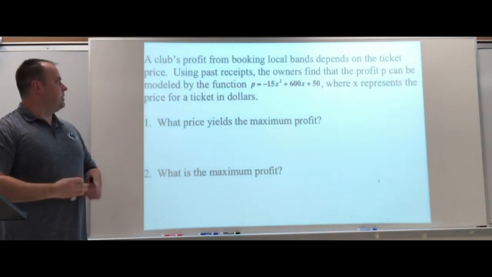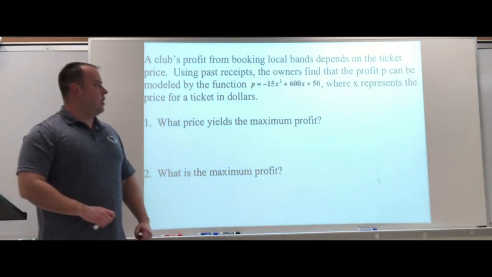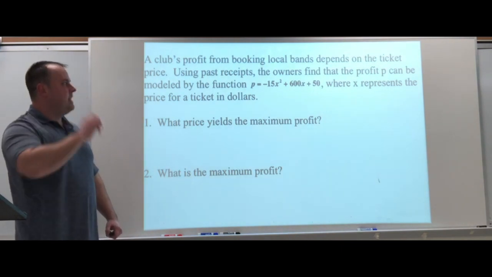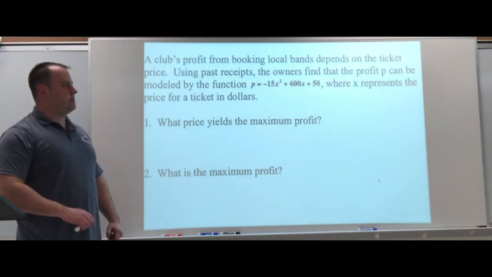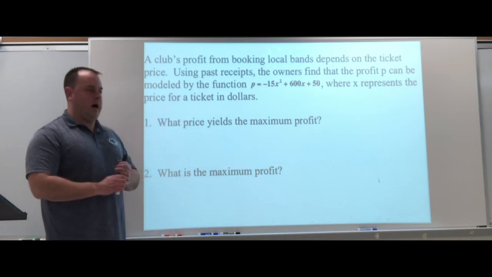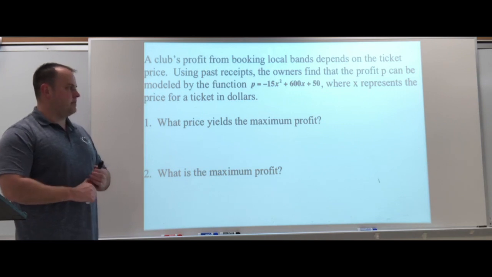Here we have, the club's profit from booking local bands depends on ticket price. Using past receipts, the owners find that the profit P can be modeled by the function P equals negative 15x squared plus 600x plus 50, where x represents the price for a ticket in dollars. Okay, what price yields the maximum profit? What is the maximum profit?